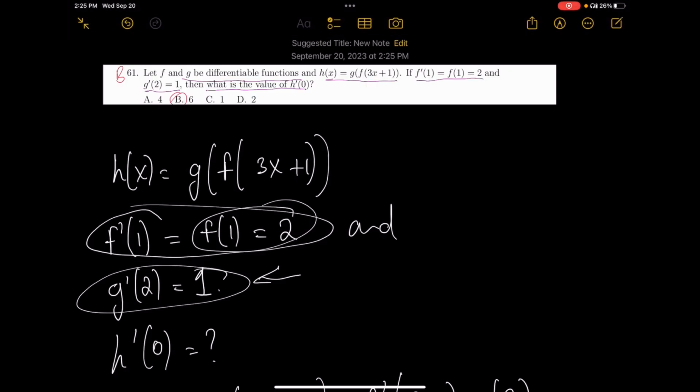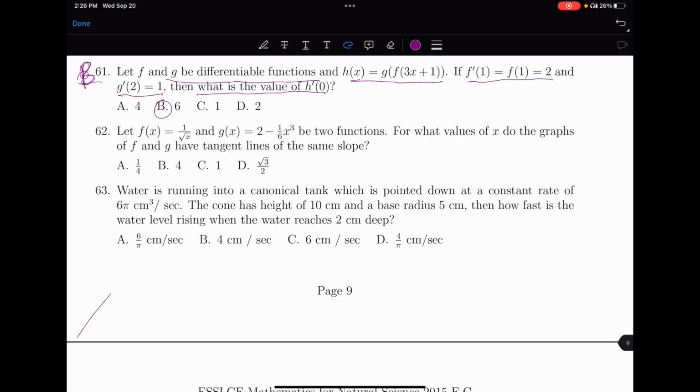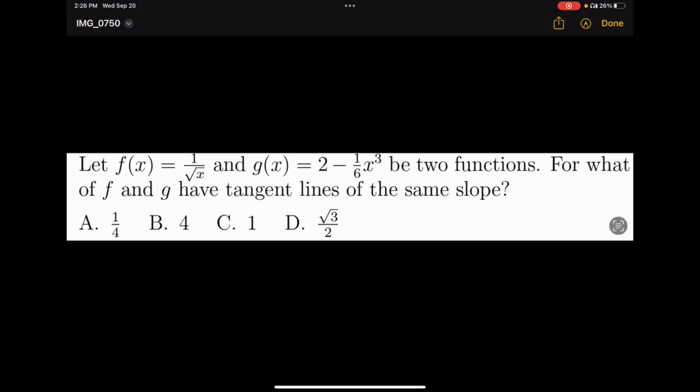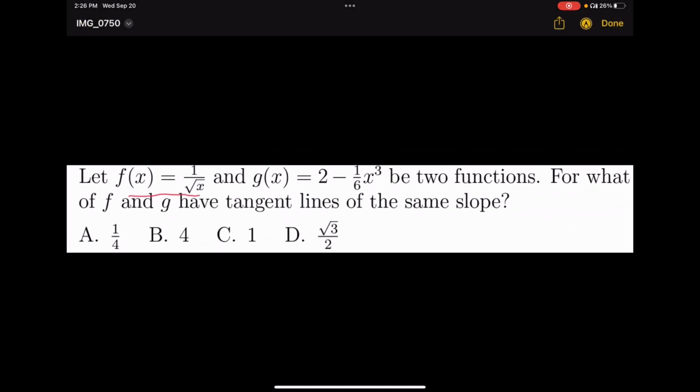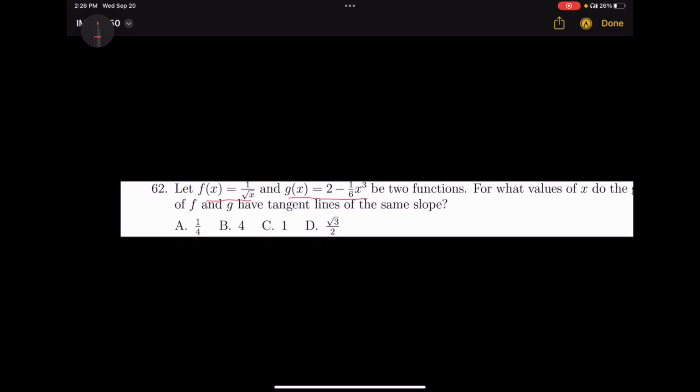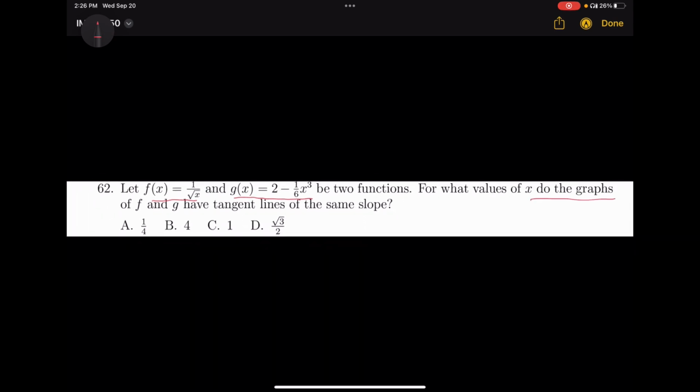62nd: if f of x is equal to 1 over root x and g of x is 2 minus 1 over 6 x cubed, be two functions, for what value of x do the graphs of f and g have tangent lines of the same slope? To find the x where the graphs of f and g have tangent lines of the same slope, we need to find the derivative.